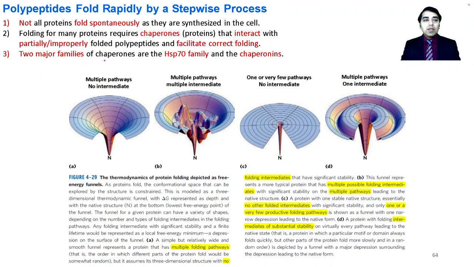Polypeptides fold rapidly by a stepwise process. In this set of figures, we are going to explain how thermodynamics is going to control protein folding. So this is one of the mechanisms under which proteins are folded, and these are the thermodynamic considerations of that pathway. This first pathway is represented by this funnel.